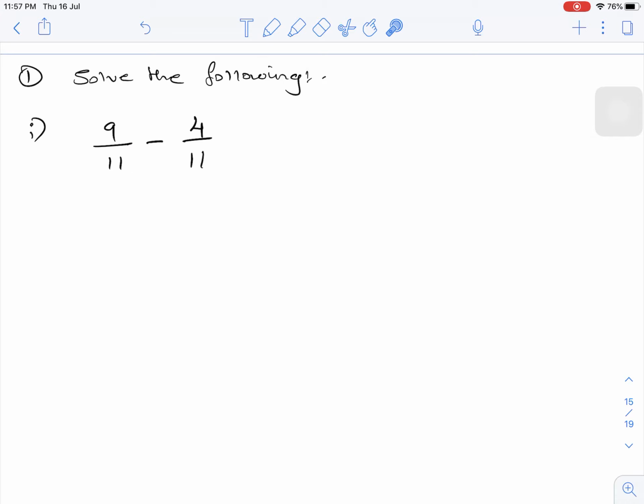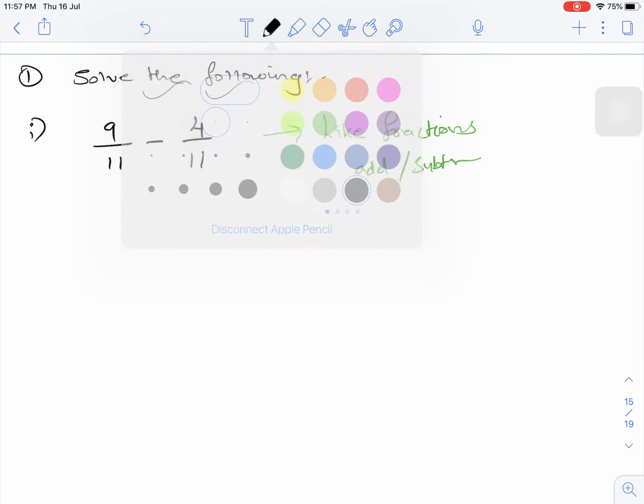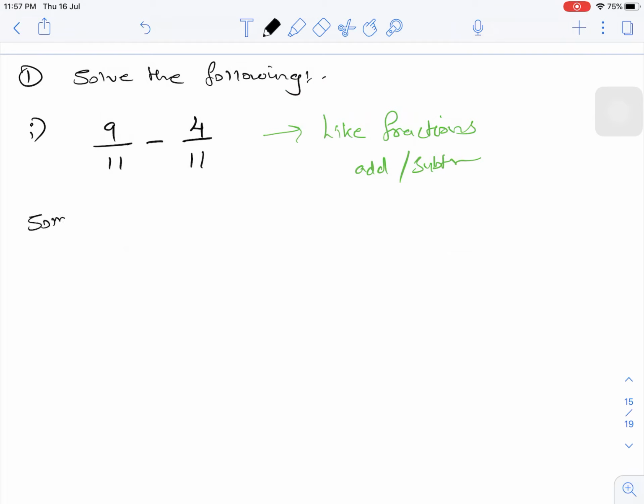Now previously we have learned, if two fractions are having the same denominator, we say that they are like fractions. These two are like fractions. And we can add or subtract the like fractions. So let us write its solution. Since both of them are having the same denominator, we will directly subtract the numerators and write that denominator one time, equals to, now 9 minus 4, so that is 5 upon 11. So this is our answer.